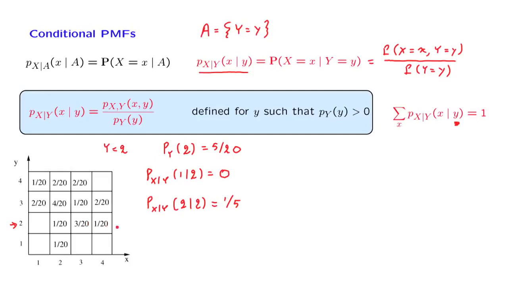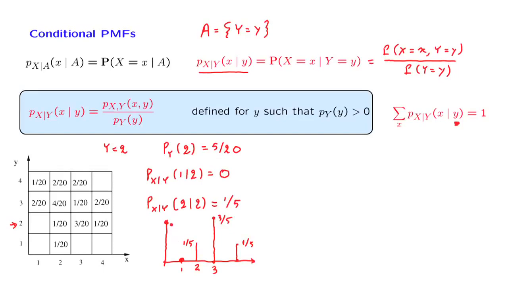And we can continue with the other two entries, and we can actually even plot the result once we are done. And what we have is that at 1 we have a probability of 0. At 2 we have a probability of 1/5. At 3 we have a probability of 3/20 divided by 5/20, which is 3/5. And at 4 we have again a probability of 1/5.